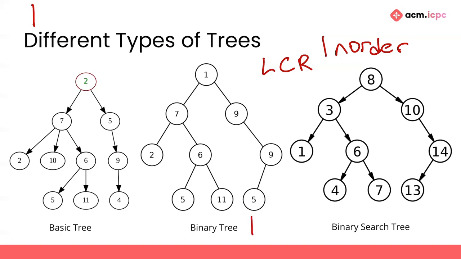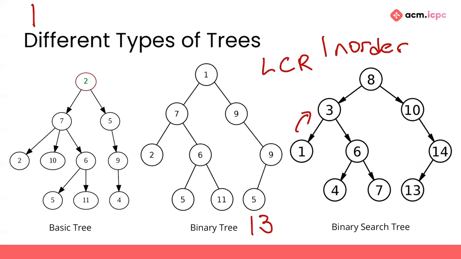All right, so I print out 1. Then I backtrack up to 3. And I want to print out the current node because I finished printing everything out on the left. And so I print out 3. Now I want to process everything on the right. And so we do that again.